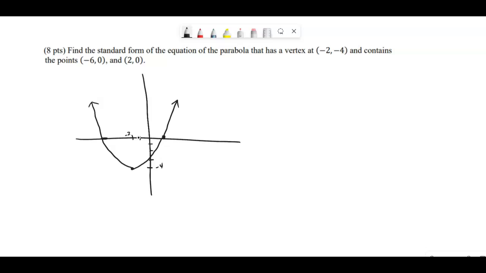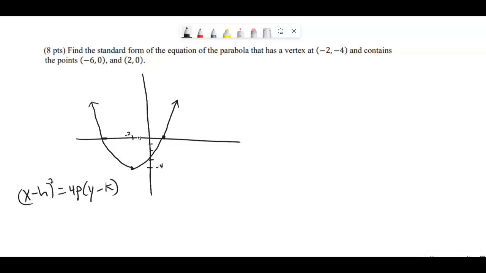Okay, this standard form, this is an x opens up or down, so this would be (x - h) squared equals 4p(y - k). That would be the standard form we're trying to find. And p is the distance from the vertex to the focus.